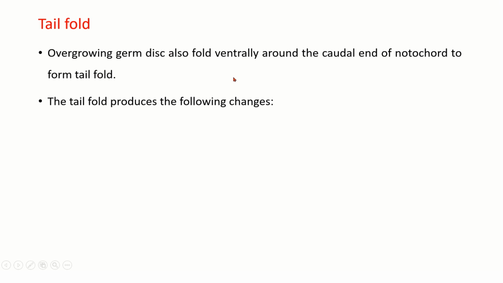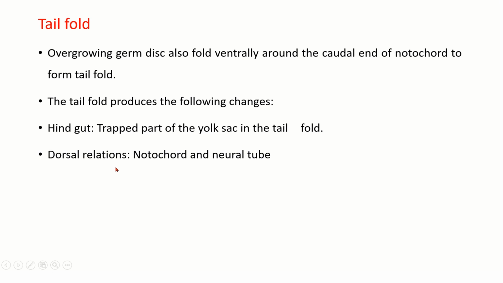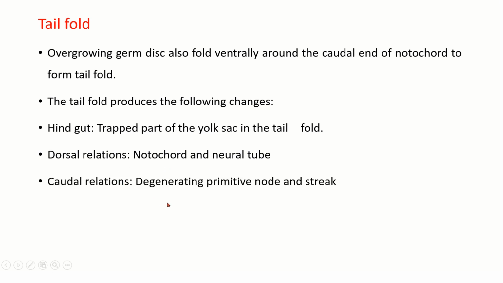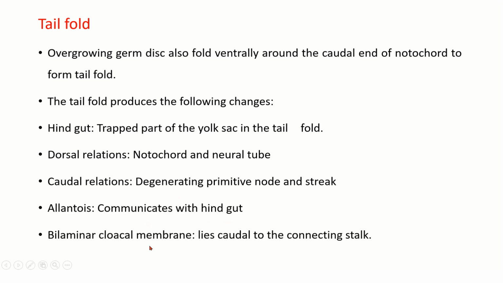Overgrowing germ disc also folds ventrally around the caudal end of the notochord to form the tail fold. The tail fold produces the following changes. Hindgut is the trapped part of the yolk sac in the tail fold. Dorsal relations are the notochord and neural tube. Caudal relations are the degenerating primitive node and streak. Allantois communicates with the hindgut. Bilaminar cloacal membrane lies caudal to the connecting stalk.